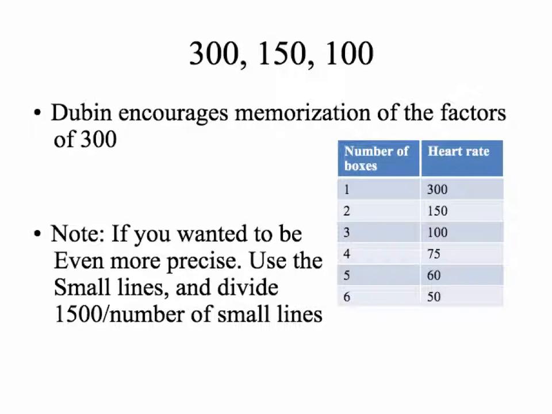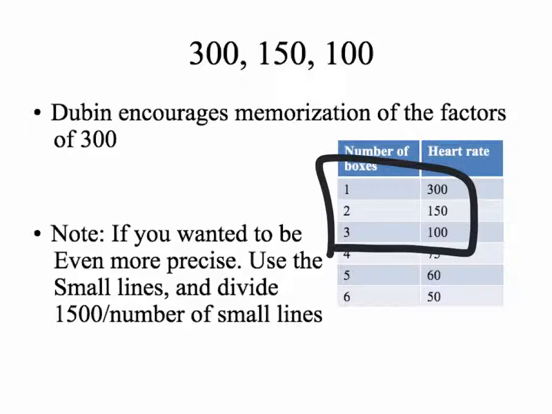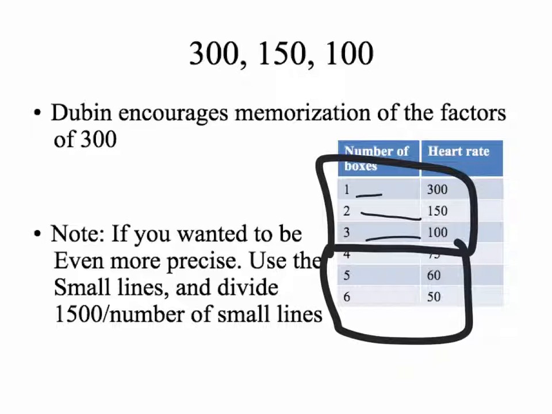Now, Dubin likes to encourage people to memorize the 300, 150, 100, 75, 60, 50 method. And he teaches you to memorize it as two different groups of 3. So you memorize that, and then go on. If you're observant, you'll realize that he's just doing the factors of 300. So 300 divided by 1, 300 divided by 2, 300 divided by 3, and so on.